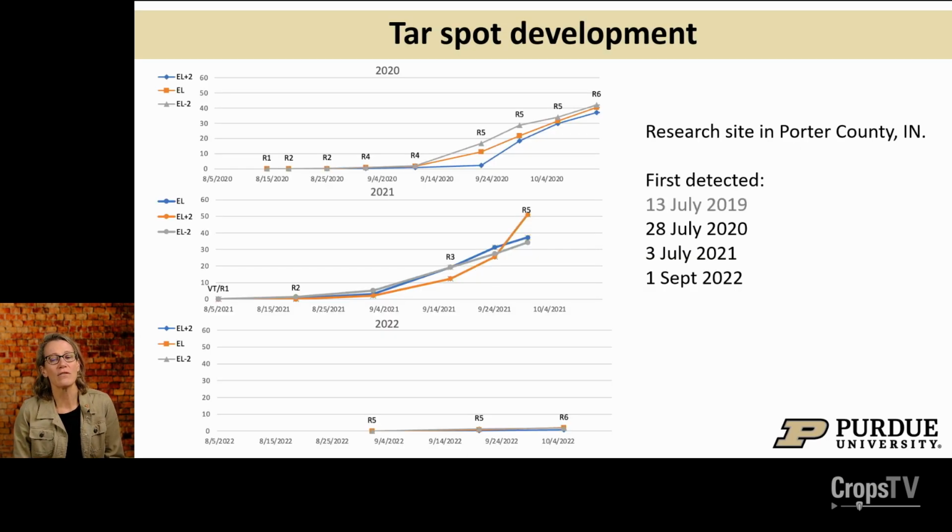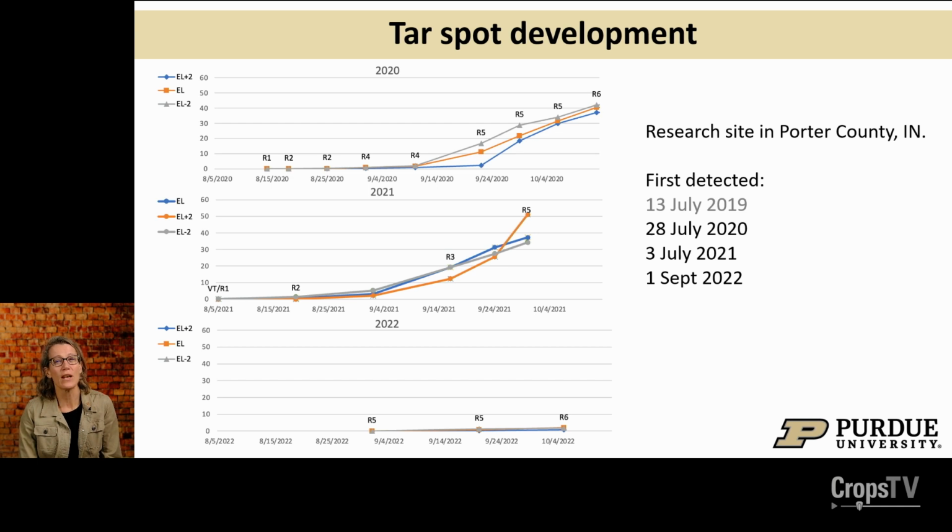So this is some data from Darcy Telenko at Purdue University. This is one of her research sites in Porter County, Indiana, and we have here the data from 2020, 2021, and 2022. The blue, orange, and gray lines show the tar spot development on different leaves of a corn plant. And so you can see the detection dates when the tar spot was first detected: 28th of July in 2020, 3rd of July in 2021, and then the 1st of September in 2022. You can see how that disease is developing.